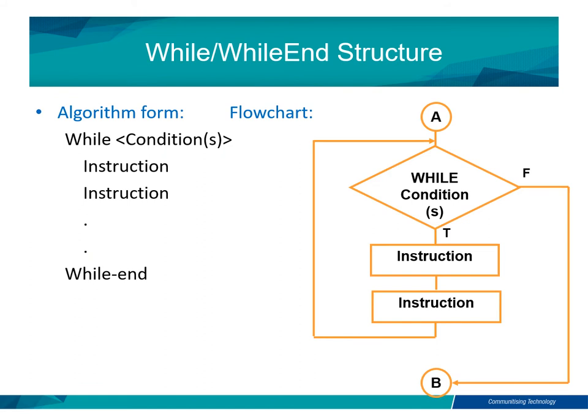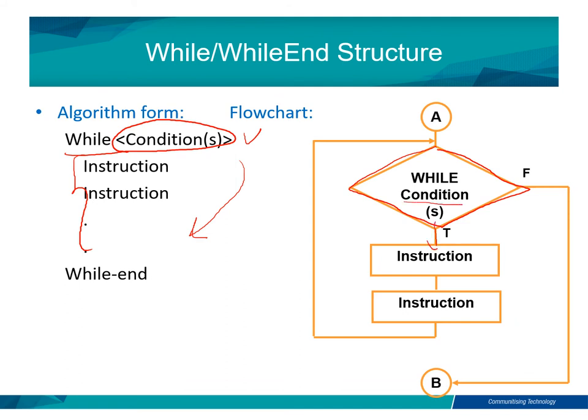In this example is the flowchart for the while-while-end structure. As you can see here, we are using an algorithm with a while together with the condition. This loop will check the condition first before doing the instructions inside the looping. Whenever the condition is true, it will execute all the statements in the while loop. For the flowchart, this is an example of the representation for the while loop. We have a condition in the diamond shape, and while the condition is true, we will execute all the instructions inside the looping. And when it's not true, it will exit the loop.